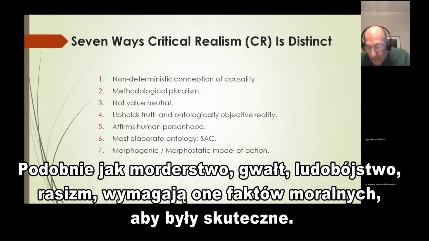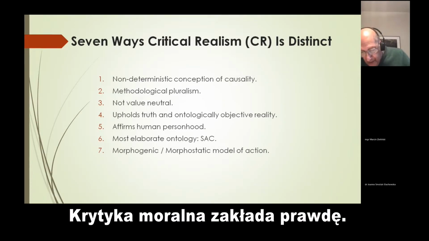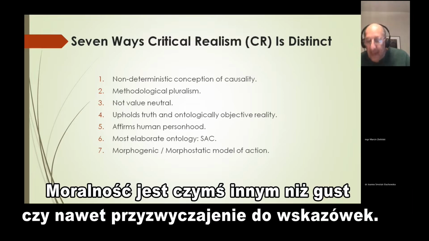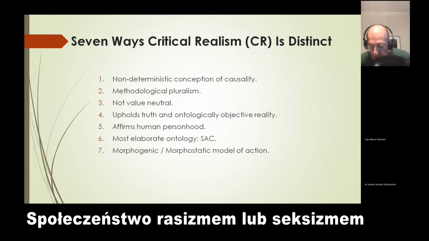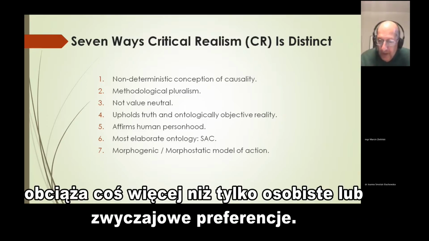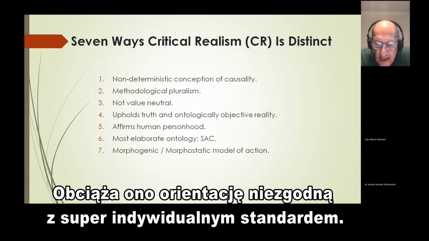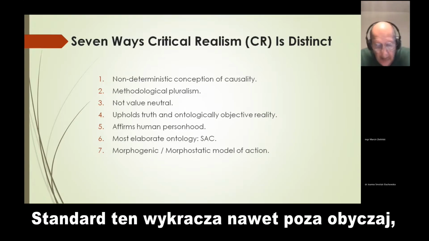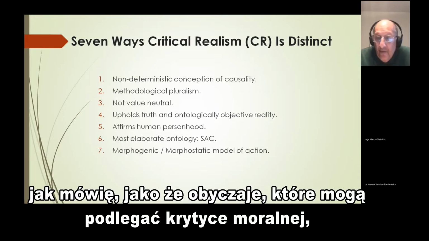To be effective, moral critique presupposes truth. Morality is something different from taste or even custom. To accuse a society of racism or sexism charges more than just personal or customary preference. It charges an orientation out of line with a supra-individual standard. That standard even goes beyond custom, as I say, as customs too can fall under moral critique.